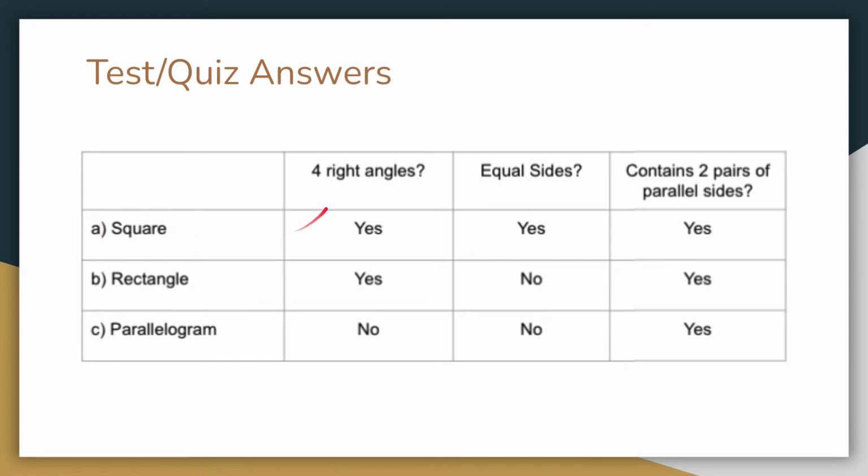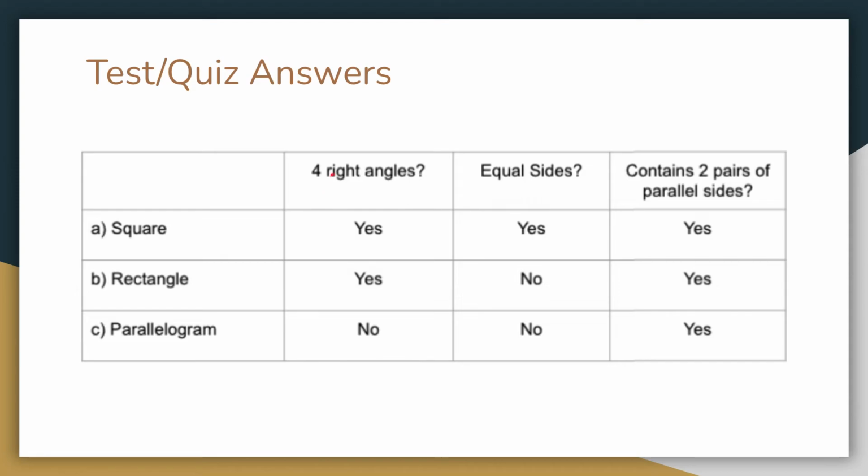So first, we start off with squares. Do squares have 4 right angles? Yes. Do squares have equal sides? Yep. Do squares contain 2 pairs of parallel sides? Yep. Now let's move to rectangles. Do rectangles have 4 right angles? Yes. Do rectangles have equal sides? Nope. Do rectangles contain 2 pairs of parallel sides? Yep.